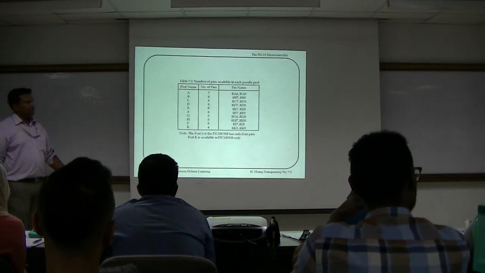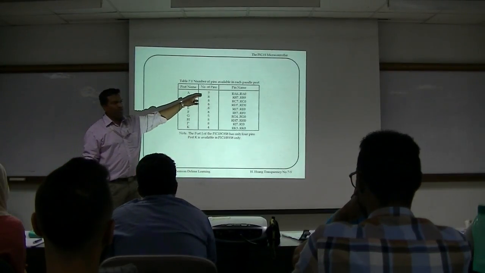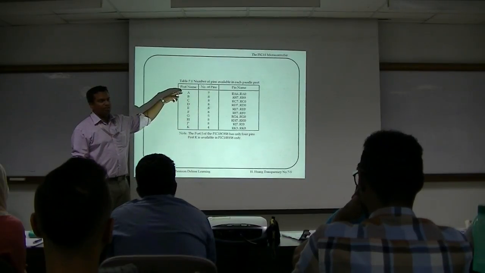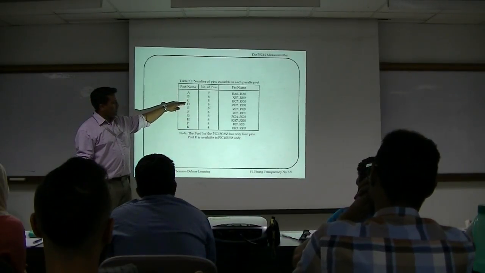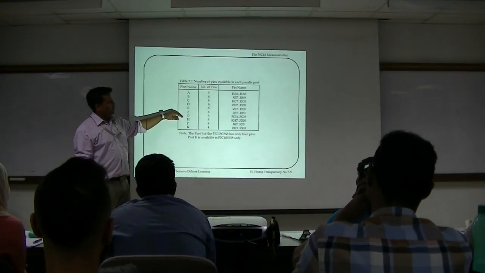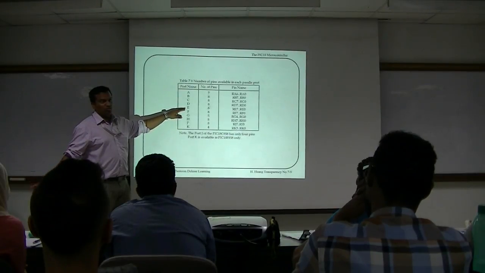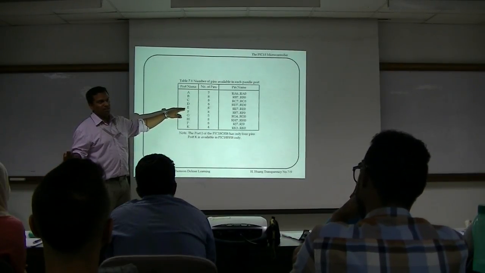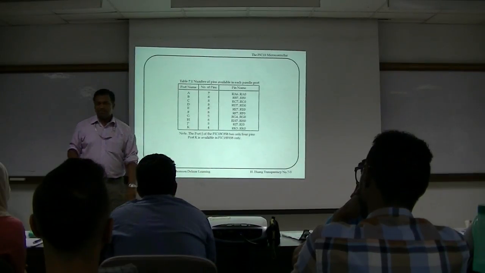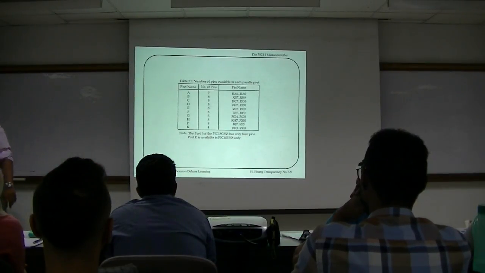So as I mentioned earlier, port A has 7 pins. Usually it's used for analog to digital converter. The rest will have 8, depending. Like just now I showed you the E, we still have E but it only has 3. So it may vary depending on the microcontroller model.